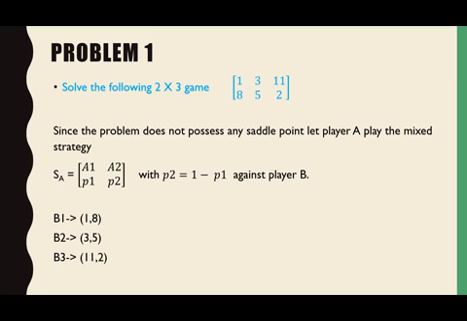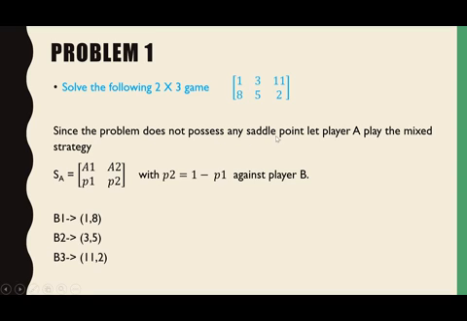If the problem does not have a saddle point, next look at the structure. It is not a 2 cross 2 game. It is 2 cross 3, or in general a 2 cross n game. So I am supposed to apply the graphical method for this. This much we have understood. Now we will go into solving the problem.